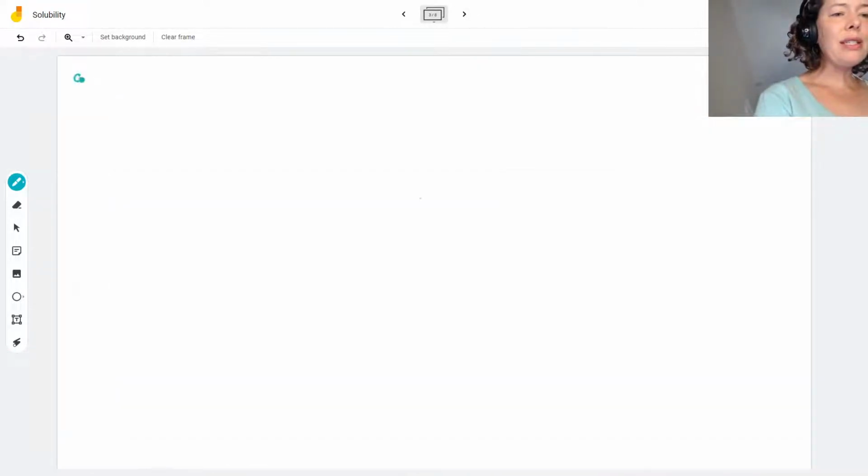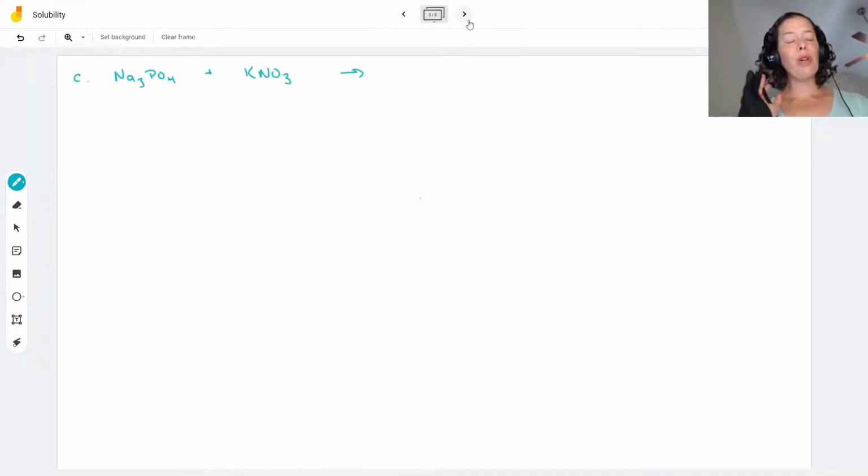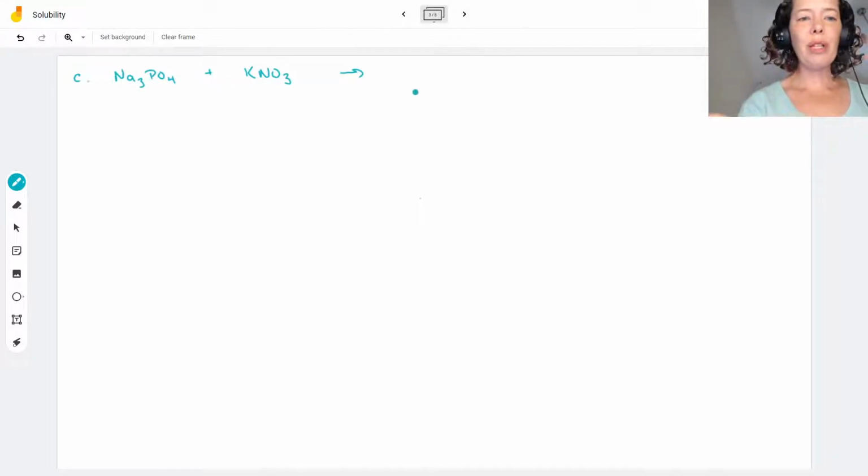Okay, so this is C. So we have sodium phosphate, Na3PO4, plus I think that was potassium nitrate. Let me just double check that. Sodium phosphate and potassium nitrate. Great. Okay, so first I'm just going to predict products, and then we'll go back and do solubility rules.